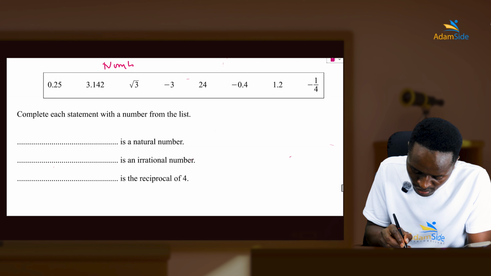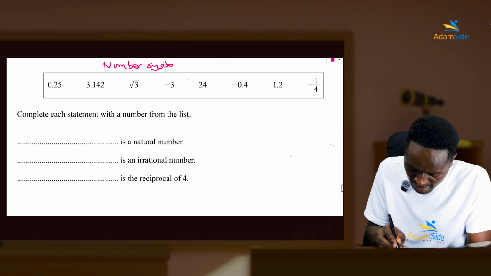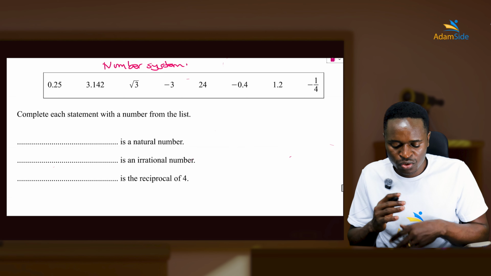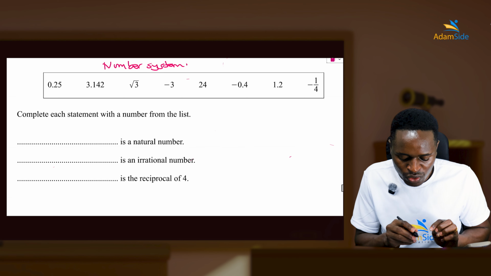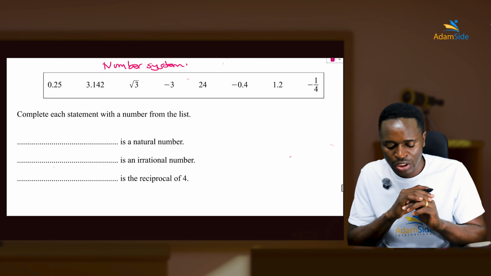Question number 3, we come to this question number 3. They test from the unit of number system. So here we need to know types of numbers. By knowing the types of numbers, you'll be able to solve this question correctly.